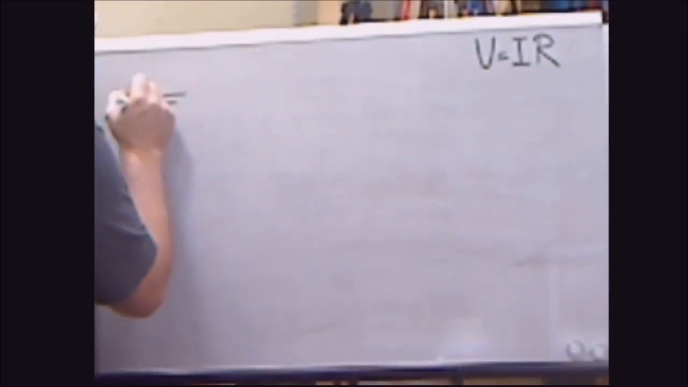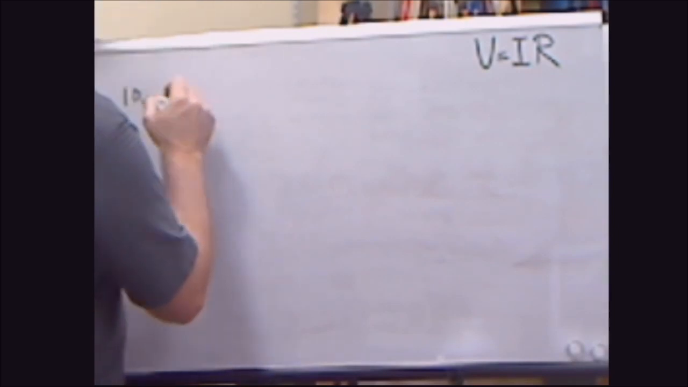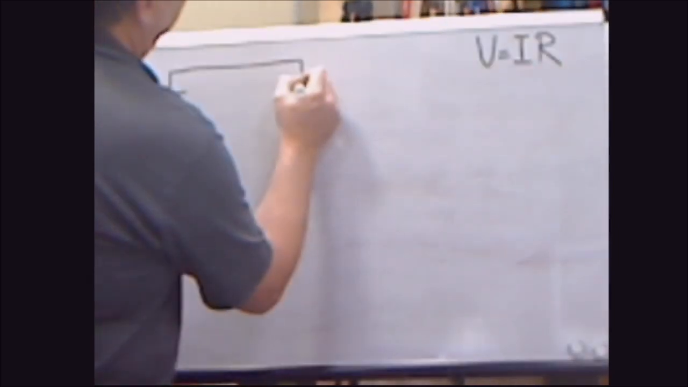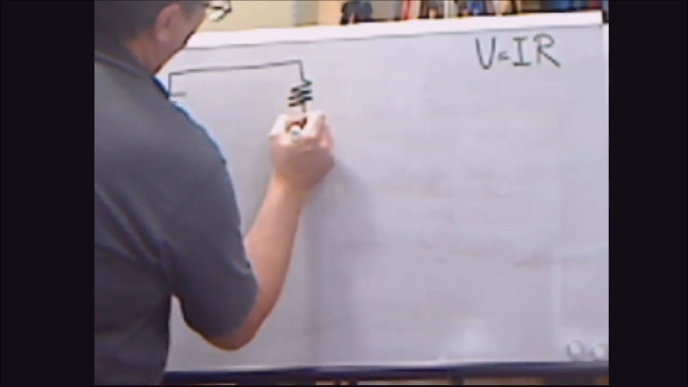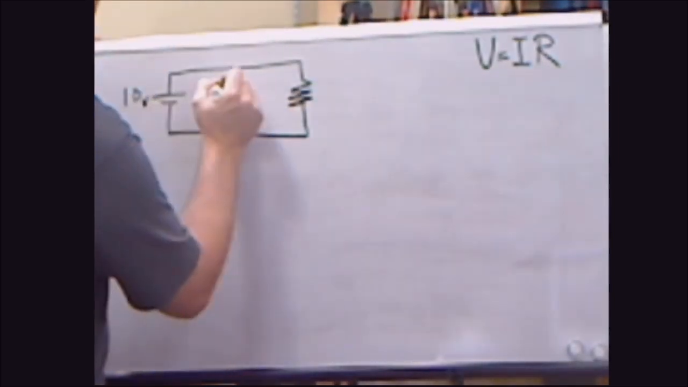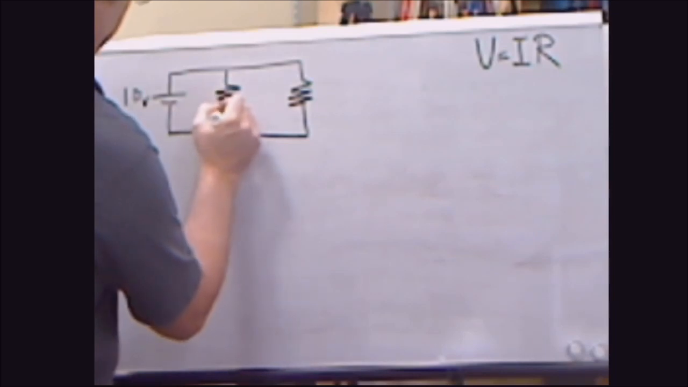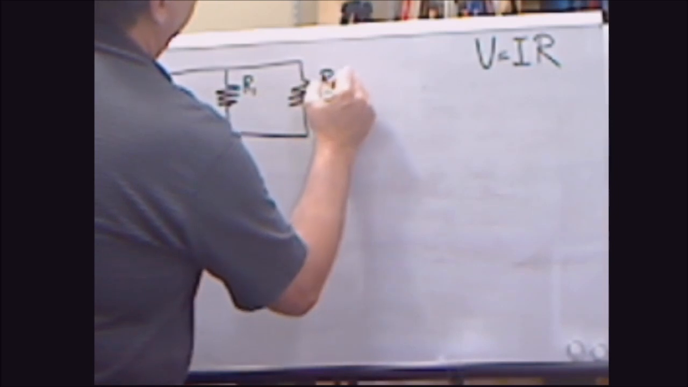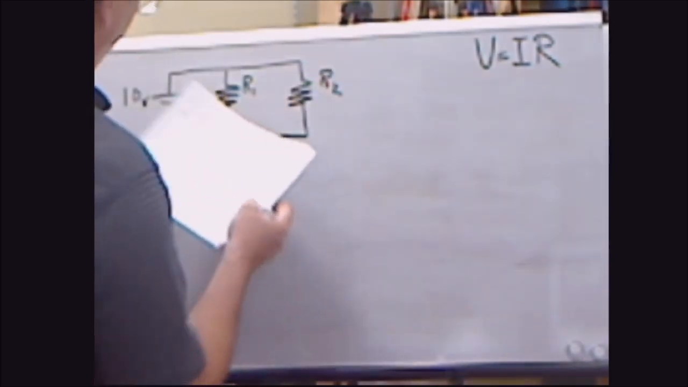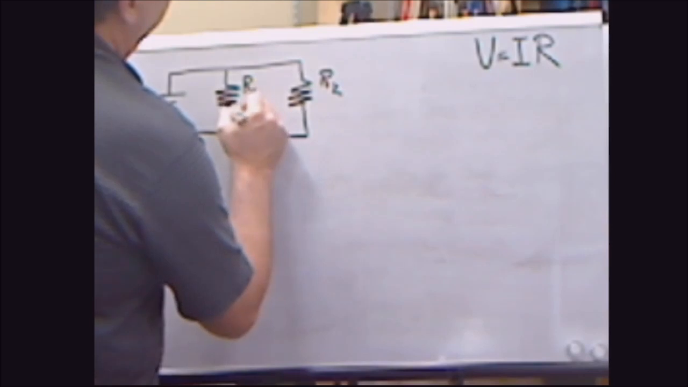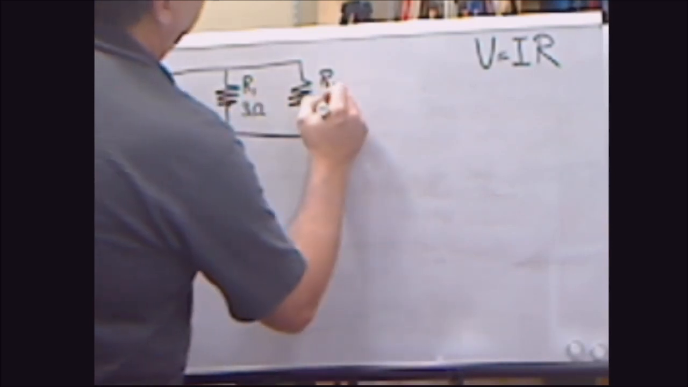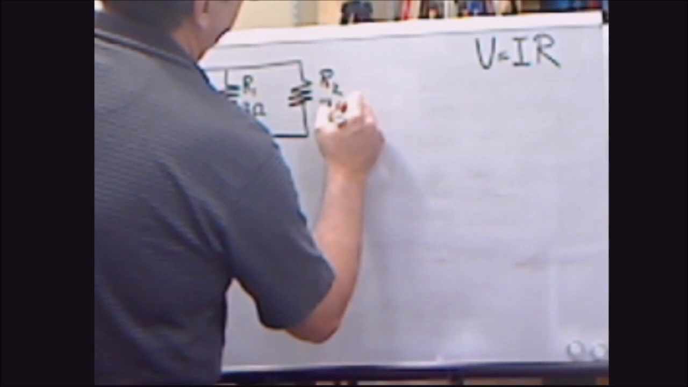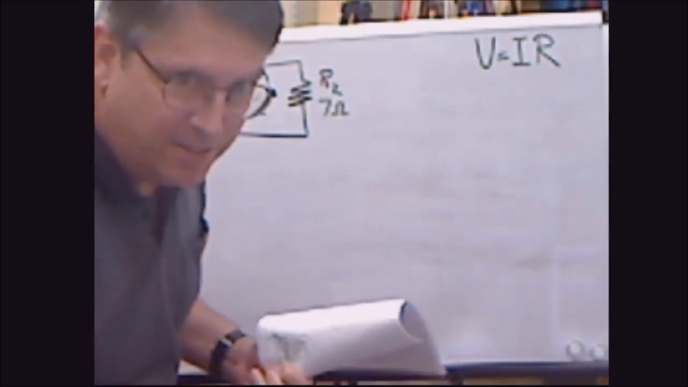I'm going to erase it for the sake of room. All right, so we have our 10-volt power source as always, and we're going to have 2 resistors. There's a rail and a resistor, and it goes like that, and then we're going to have another resistor right here. We're going to call this one R1 and this one R2. That's always good. And we're going to make this one 3 ohms and this one 7 ohms. Now it gets interesting, doesn't it?